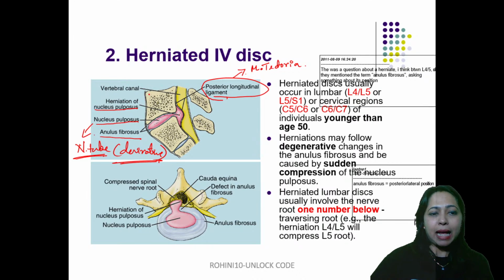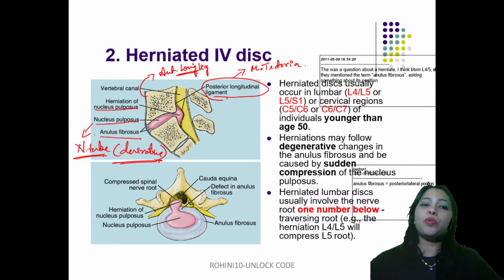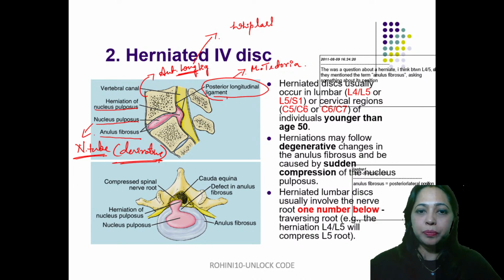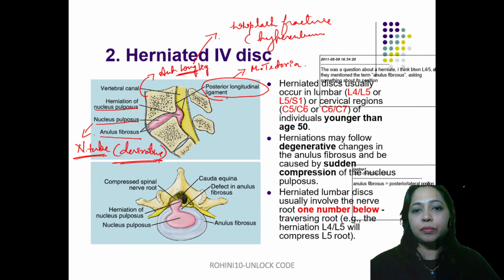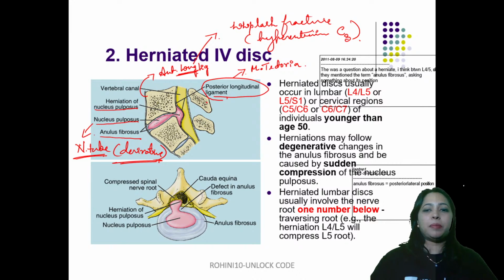This is the anterior longitudinal ligament. This is what actually gets damaged, and you can see it in the X-rays whenever there is a whiplash fracture. Whiplash fracture is nothing but hyperextension of the neck at the level of C3. So keep that in mind.